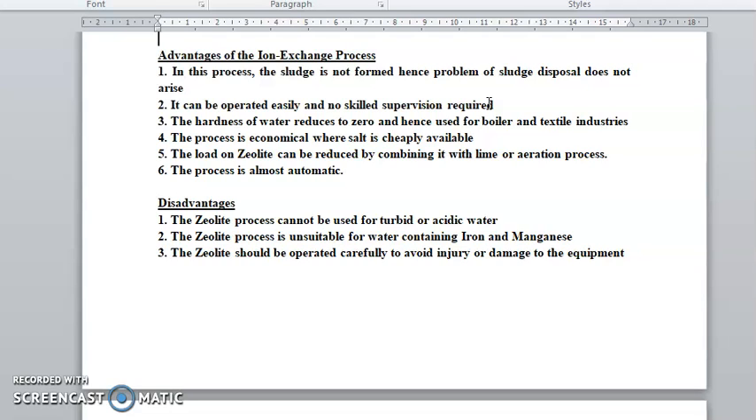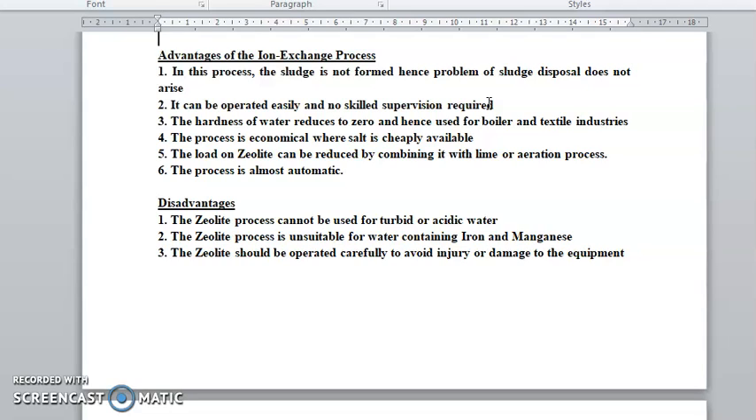The load on the zeolite can be reduced by combining it with a lime or aeration process. This process is almost automatic. This is the advantage of the ion exchange process. The process is economical where salt is cheaply available.